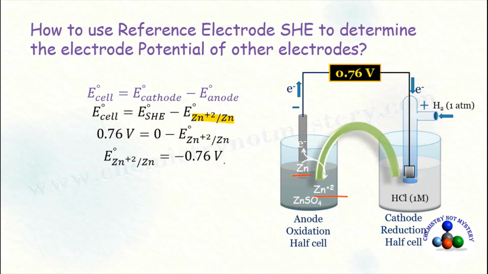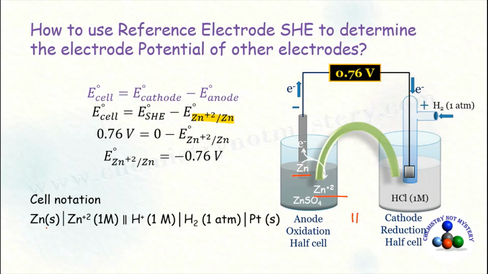Now write the cell notation for this cell. As we know, first you have to write the anode, then you have to write information about the cathode, and the anode and cathode are separated by a salt bridge. At the anode, oxidation takes place and zinc converts into zinc 2 plus ion. So here you will get zinc, phase boundary, zinc 2 plus ion, and the concentration of zinc 2 plus ion is 1 molar. Salt bridge.